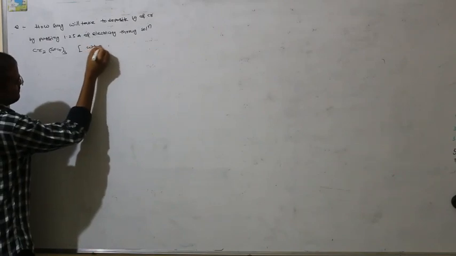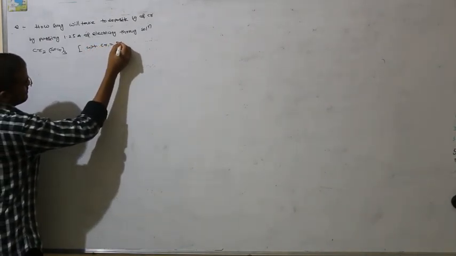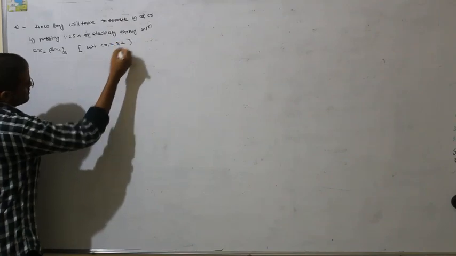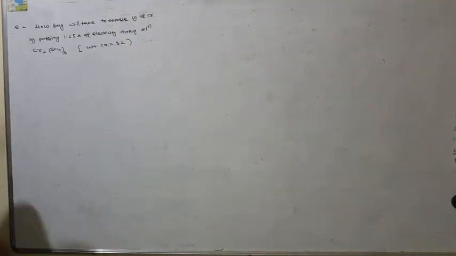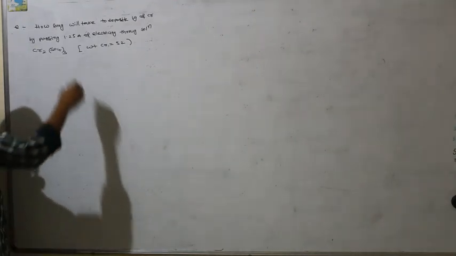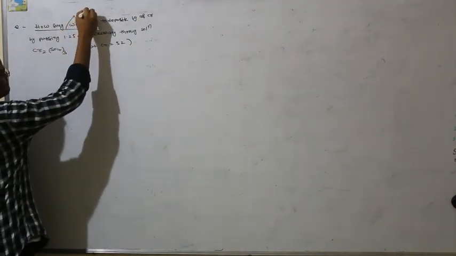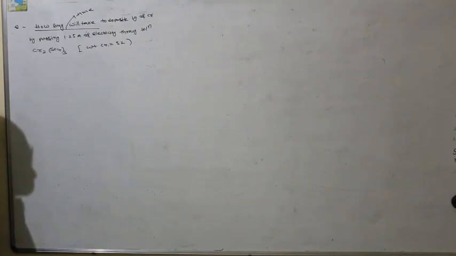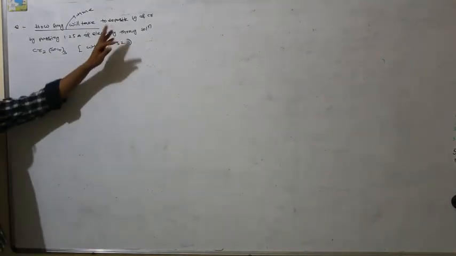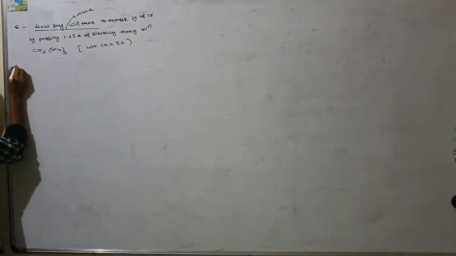The atomic weight of chromium is 52 grams. So now in this case, he is asking for time: the time to deposit 1 gram of the chromium substance. So what is the formula for us?